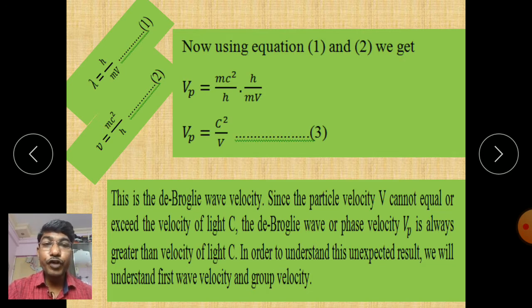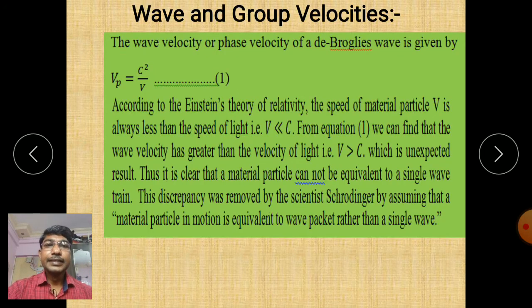What is the meaning of wave velocity and group velocity? Now I will explain wave and group velocity. The wave velocity or phase velocity of de Broglie's wave, we know Vp is equal to c square upon v, equation 1. According to Einstein's theory of relativity, the speed of a material particle v is always less than the speed of light. The v is less than c, but from equation 1 we find that the wave velocity is greater than the velocity of light, which is the unexpected result.